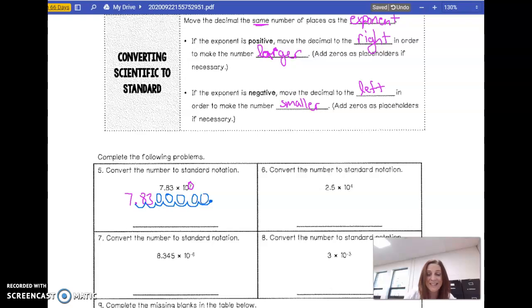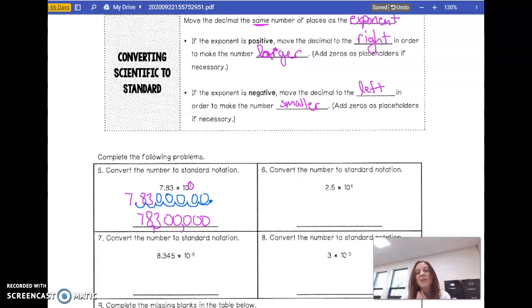Okay, so I'm moving it 7 decimal places. I only have 2 numbers here, so I have to fill in zeros. That gives us 7, 8, 3, and then 5 zeros. If I put my commas in, I can see that this becomes 78,300,000. Okay, so very important, guys. Don't just add 7 zeros, move it 7 decimal places.